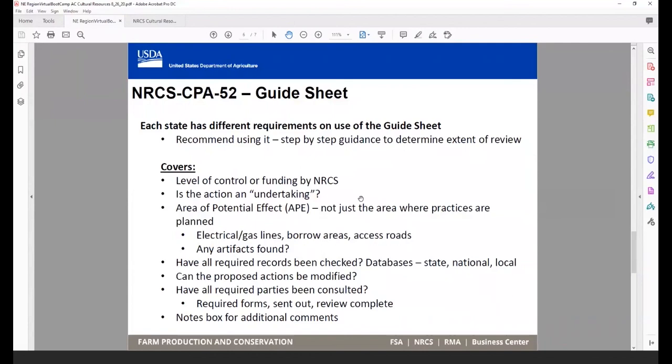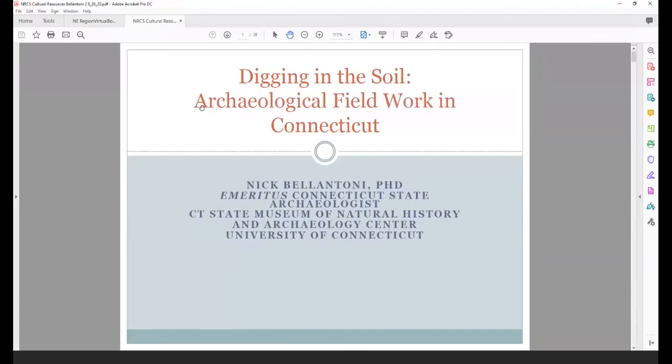Well, then I guess we shall switch to Dr. Bellantoni's presentation. So we are lucky to have Dr. Nick Bellantoni, who's the Emeritus Connecticut State Archaeologist. He got to be the Connecticut State Archaeologist a couple of times. He's a very enthusiastic field person. He's an author, just an overall excellent person, and he can tell you absolutely everything about Connecticut that you had no idea was out there. So hopefully Nick is on and ready to take it away, and I will change slides as needed.